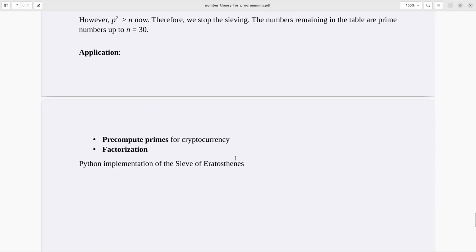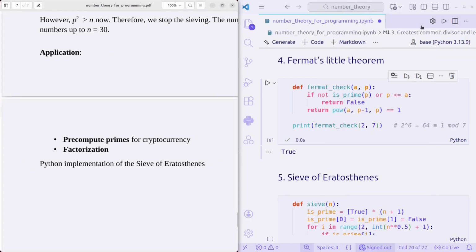Okay. So how can we apply the Sieve of Eratosthenes in finding out the prime numbers? We need prime numbers to handle cryptocurrency. That's why we need to use some ways to find out the prime numbers. And we can also use the Sieve of Eratosthenes in factorization to find out the possible prime numbers that can help us ease the factorization. And let us see how we can implement the Sieve of Eratosthenes in Python.